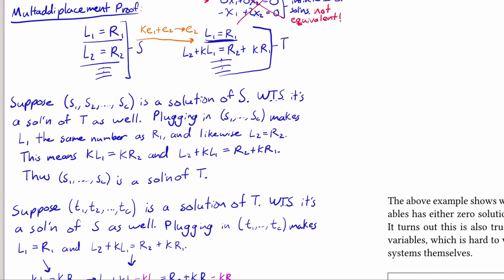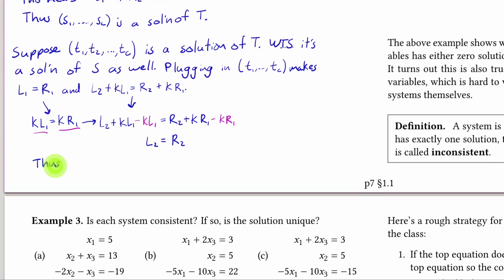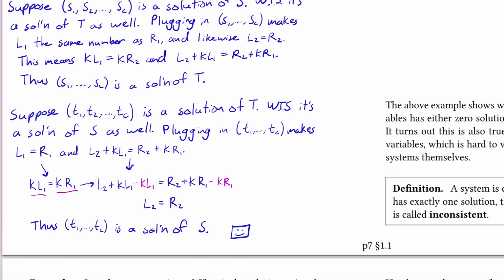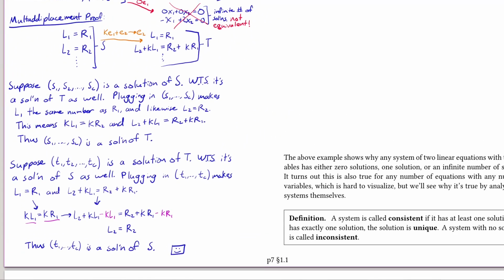But the important thing that changed when you go from S to T or T to S is the second equation there. Thus, we can say that T1 through Tc is a solution of S. And so we have proved that any solution of one of the systems is also a solution of the other system, and that means they have the same solution set.